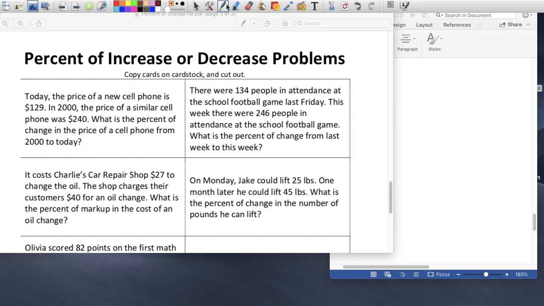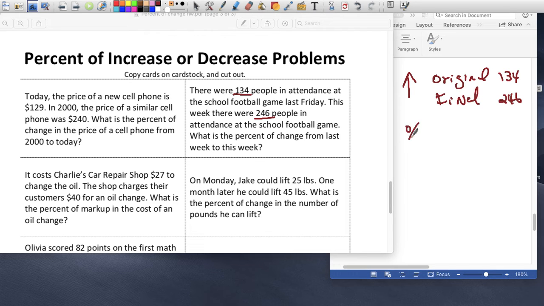Let's do that one. Then on the side, there are 134 people in attendance at the school football game last Friday. This week, there were 246 people. So what is the percent of change from last week to this week? So we know that the number went up, right? Last week, there were 134. And this week, there's 246. So the original is 134. And the final is 246.